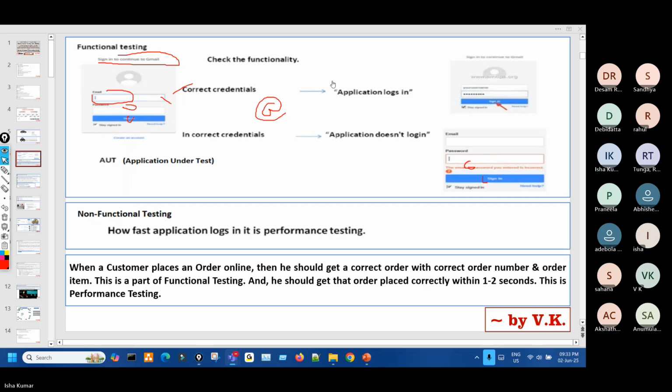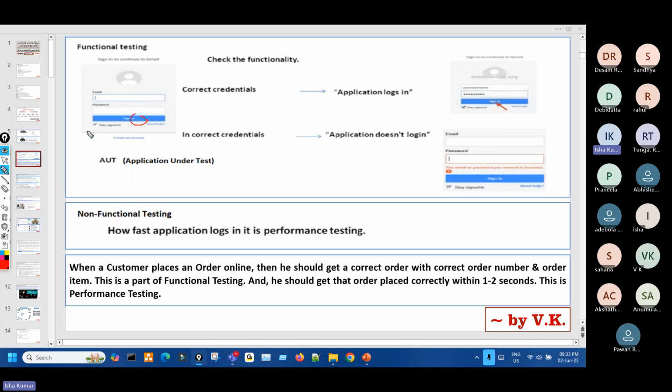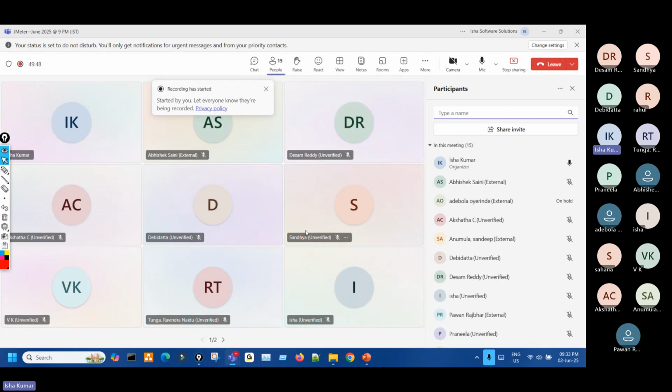Each thing, like the sign in button, is it working perfectly or not? This tab is working fine or not, like that. Each thing when we do sign in. So that is one example I'm saying.